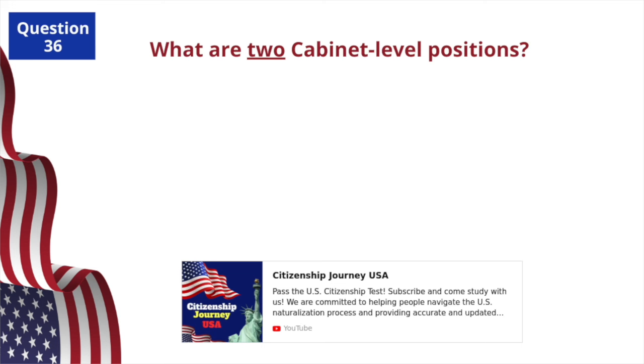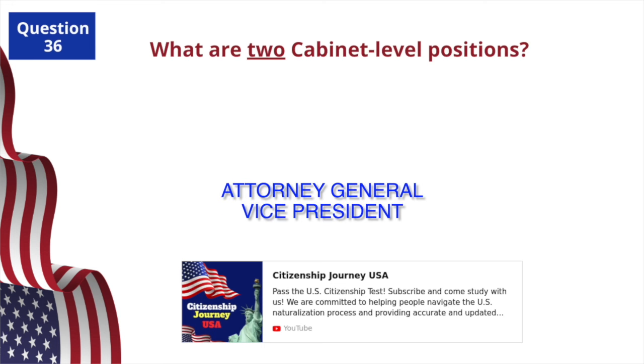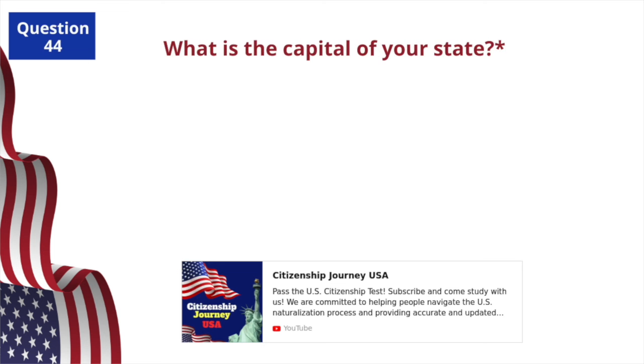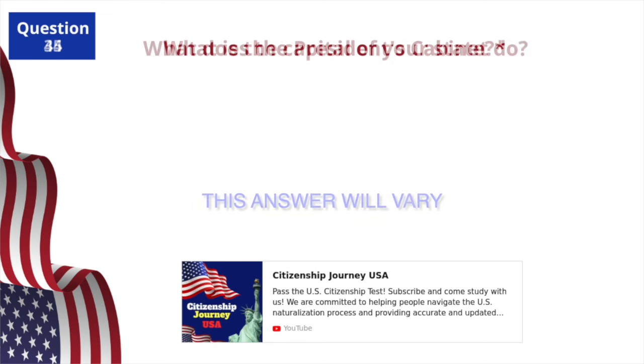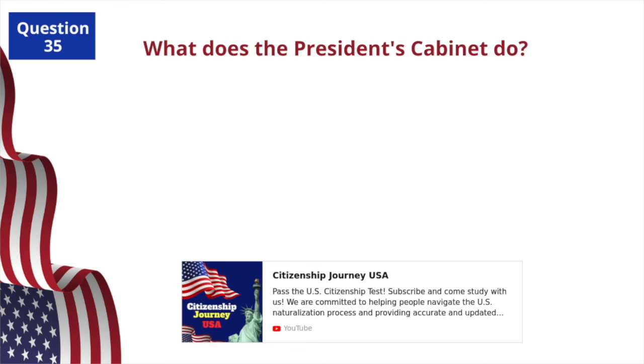What are two cabinet-level positions? Attorney General, Vice President. What is the capital of your state? What does the President's Cabinet do? Advises the President.